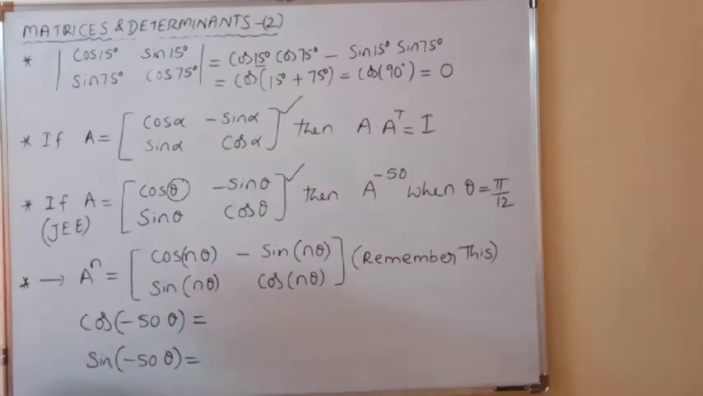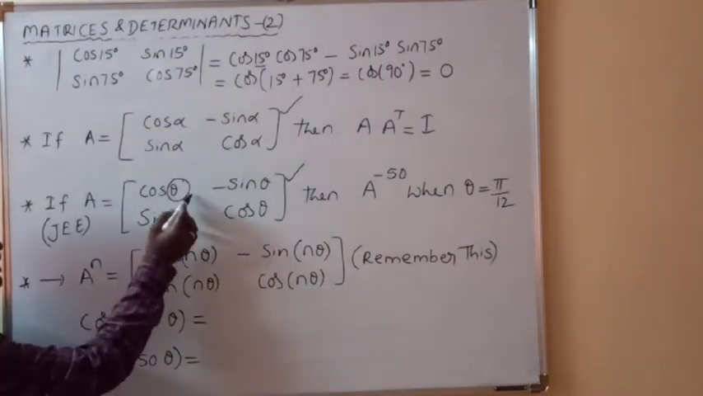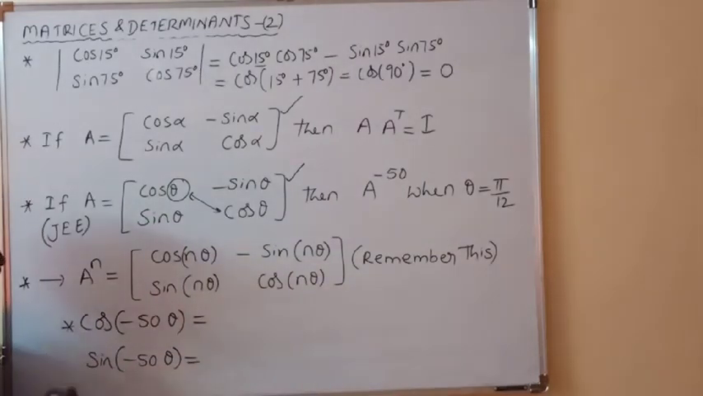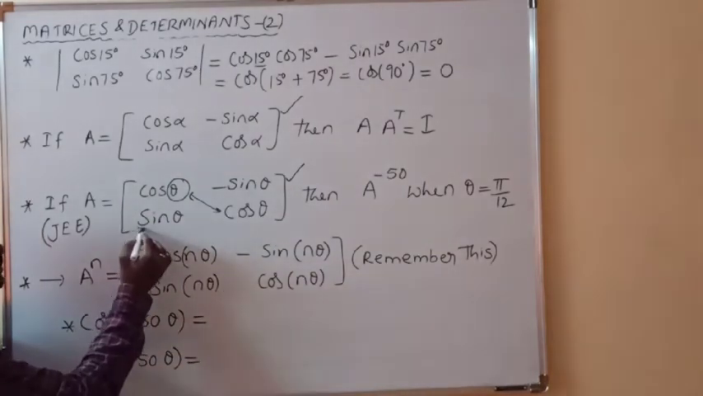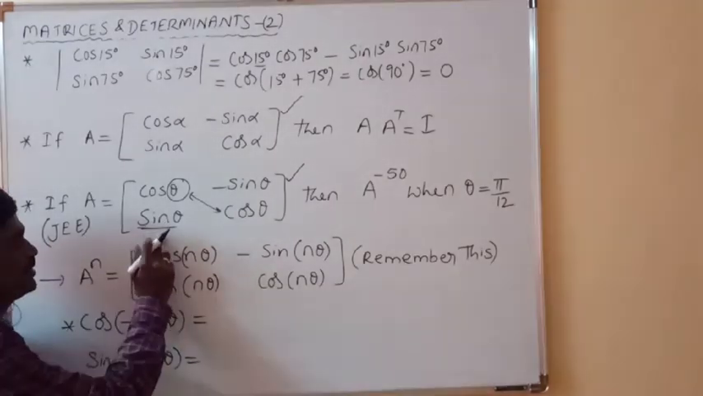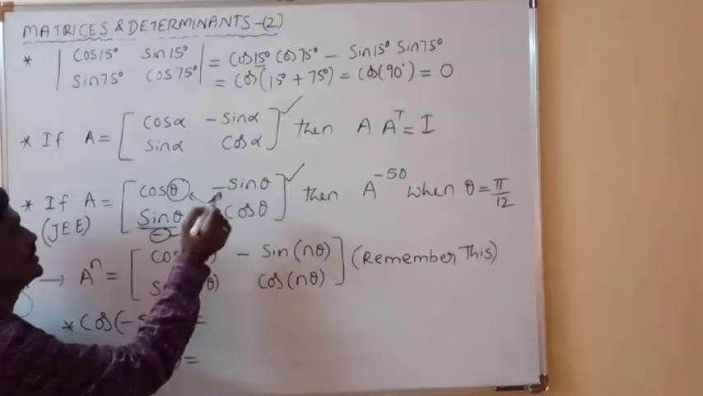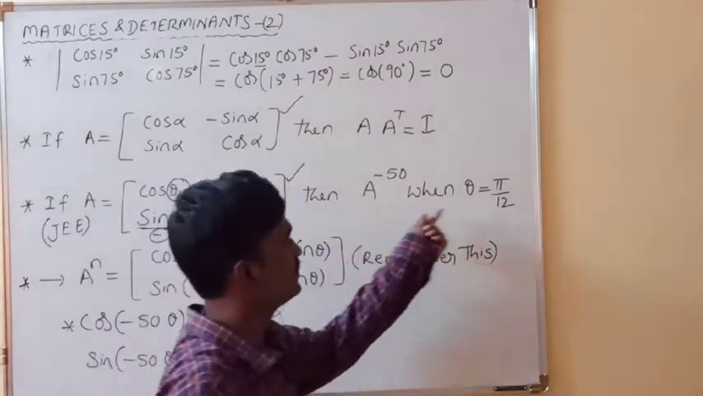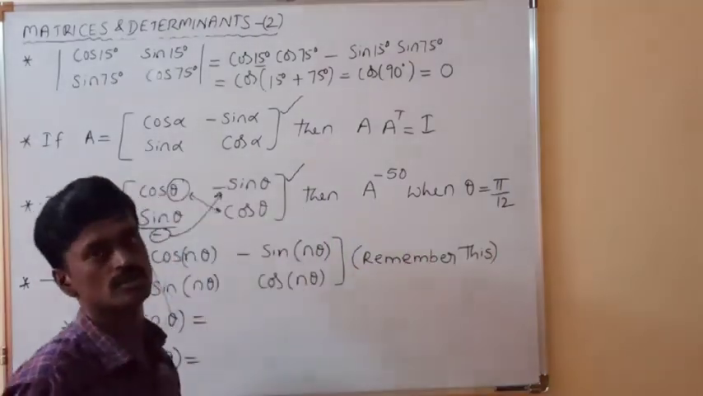Okay? Correct? So these two diagonal elements in A power minus 50 are cos of minus 50 theta, and this element is sin of minus 50 theta, and by multiplying with the minus you will get this element. Correct? Okay, so to get the elements in A power minus 50, you have to calculate cos of minus 50 theta and sin of minus 50 theta, and we have to find A power minus 50 when theta value is pi by 12.